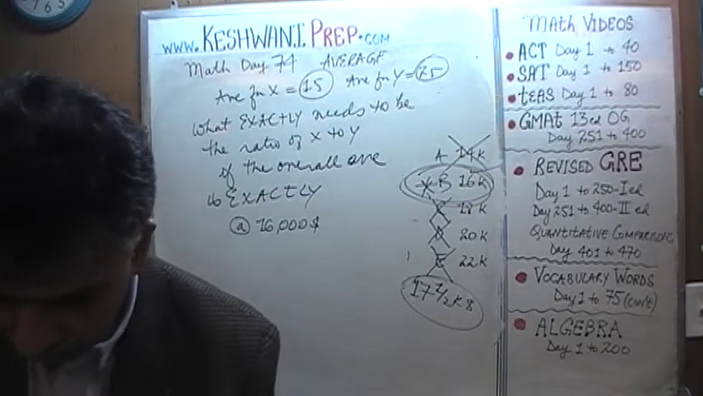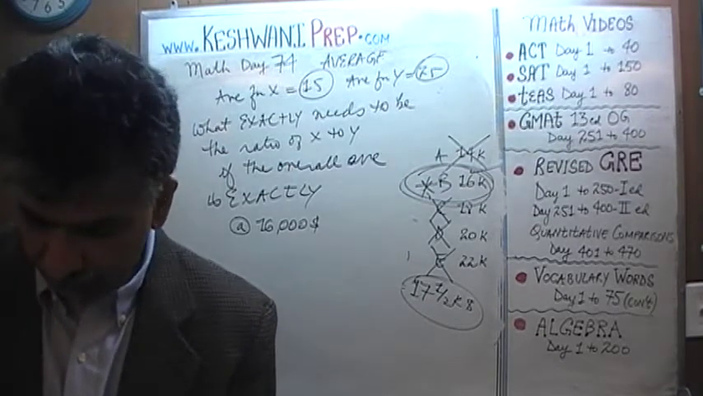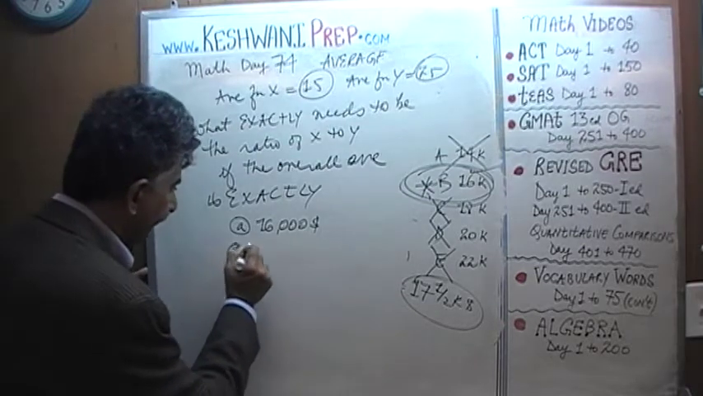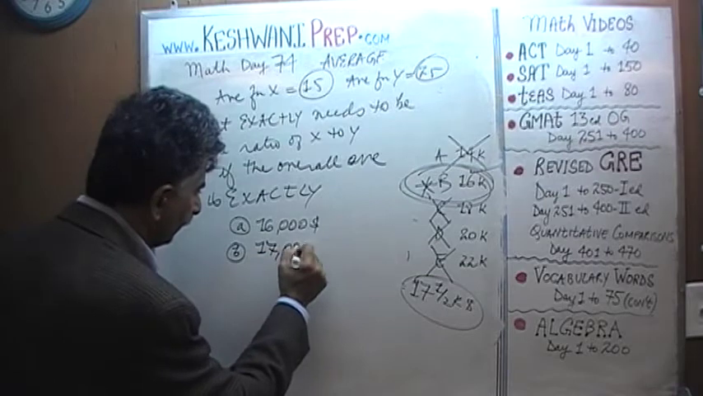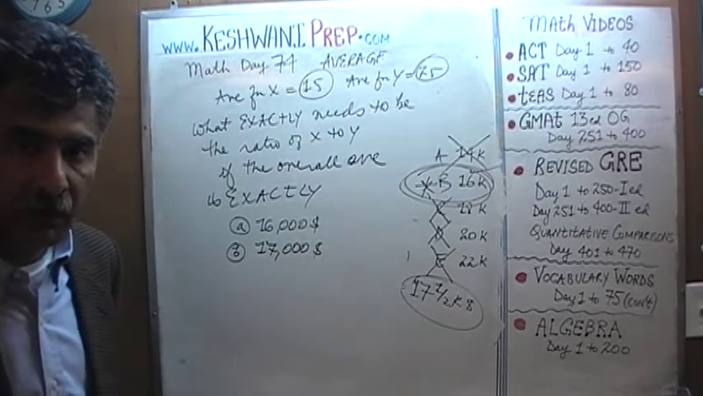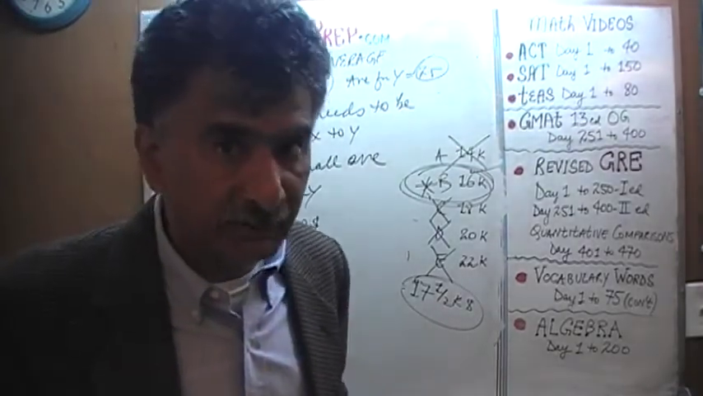I'm going to give you one more part, only because I'm a nice guy. I'm going to make it interesting. It is also possible for the overall average to be 17,000. Or for that matter, any number at all, as long as it's below 17,500. It could also be 17,499. But we're not going to make it so complicated.